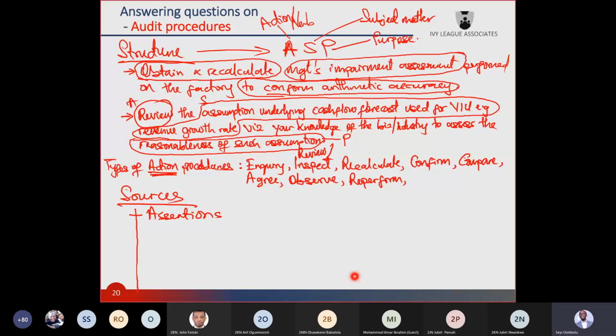You compare the projection with the budget. Is it consistent with it? Because budgets are usually more realistic. It will be approved by management, by the board. But this projection they've used for impairment assessment, is it consistent with the budget for that area?